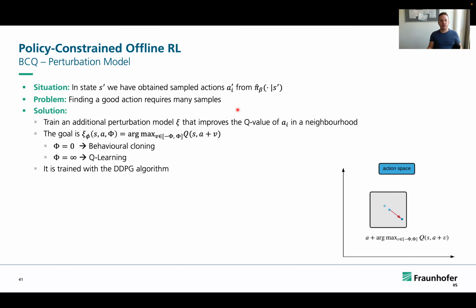And the idea here is to use a perturbation model to improve the Q value locally, so to search around the local neighborhood for a good action. The basic idea is to have a perturbation model and apply DDPG. We have seen DDPG in the policy gradient lecture. What they are doing is they search in the local neighborhood for the action that maximizes the Q function. This reduces the need to sample infinitely many actions from S prime in order to get the maximizing action.